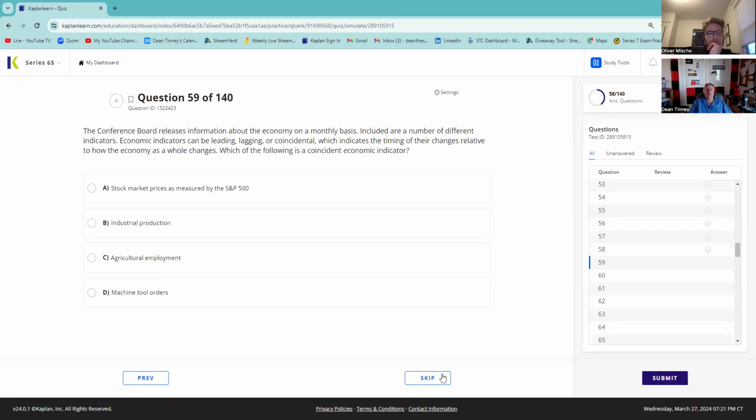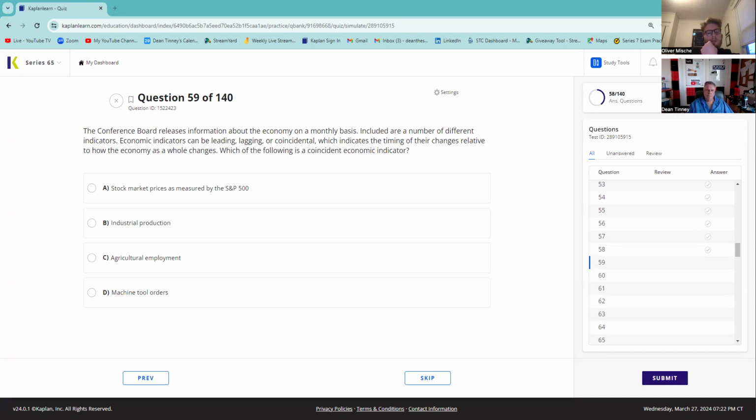The Conference Board releases information about the economy on a monthly basis, including a number of different indicators. Economic indicators can be leading, lagging, or coincident, which indicates the timing of their changes relative to the economy. Which of the following is a coincident indicator? It tells us where we're at in the business cycle. Now, on the real test, the ones to worry about are leading economic indicators, not coincident. But that being said, which one do you think is coincident? Not A. You should definitely know A. You should have been able to eliminate that because that's a leading economic indicator. So A is out.